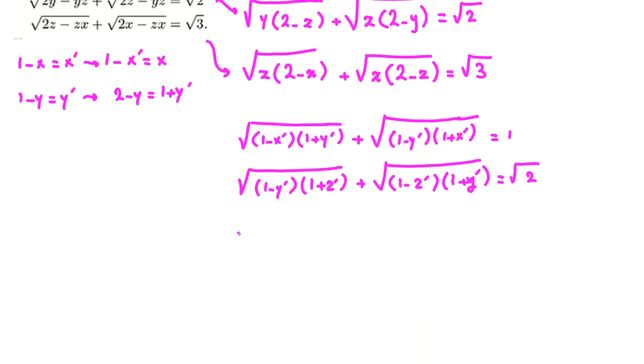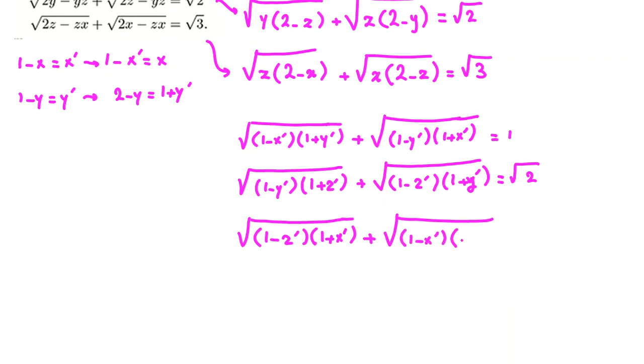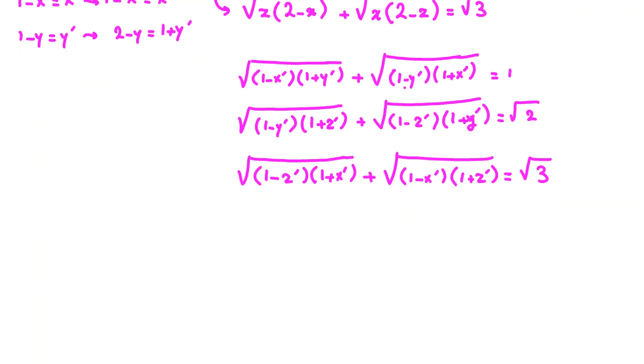Third equation will be what? 1 minus z prime, 1 plus x prime, plus square root of x is what? 1 minus x prime, and 2 minus z is what? 1 plus z prime equal to root 3. Now I want to get rid of square roots, so I raise to the power of 2. So let's work on the first equation first.